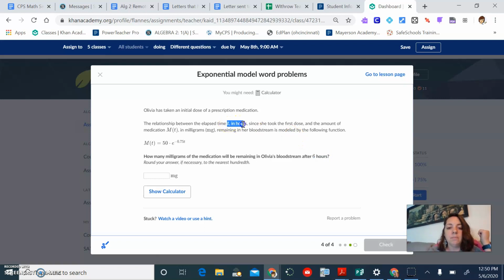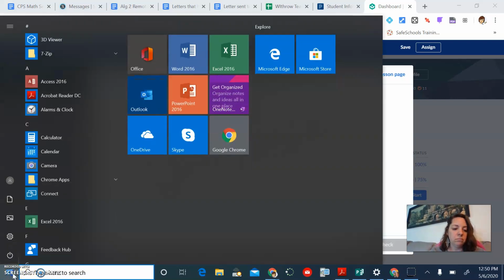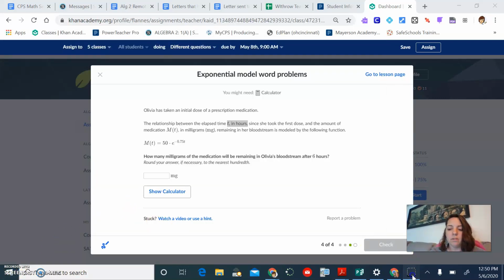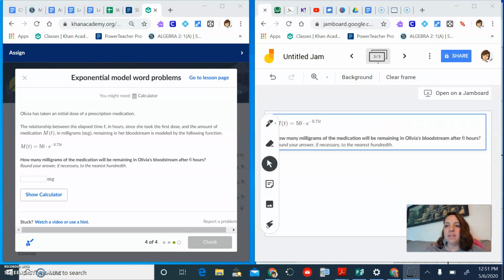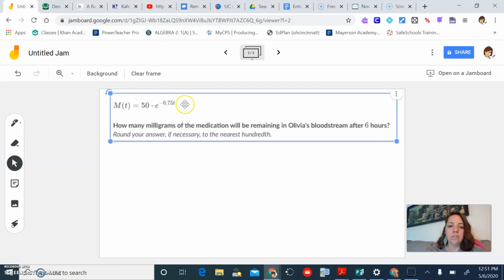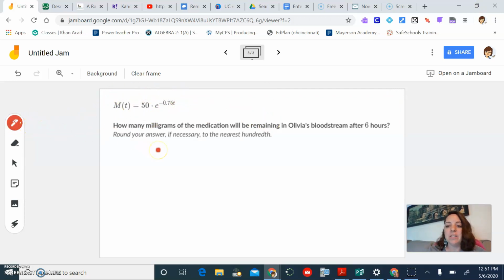And this was about time t in hours, so I don't have to switch anything. So after 6 hours, I need to take out this t and put in 6. Something is not happening right. The key here is realizing that you don't just look at this and plug in a number randomly. You have to plug in the number in the right spot. So 6 hours is going in for t.